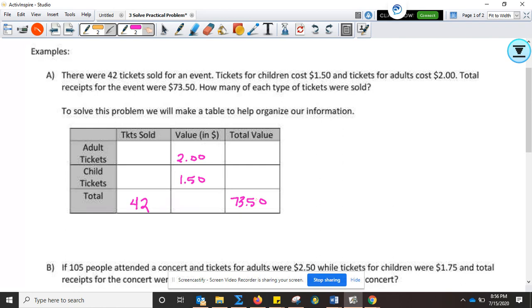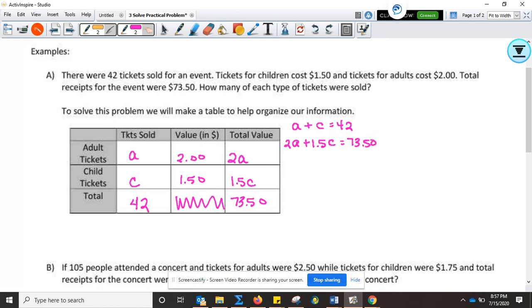So adult tickets, you could call it A for the first go around. For child tickets, you could call it C. So we're going to have 2A and 1.5C. Now let's set up our equations. Here's one equation, and here's the second one. A plus C equals 42. Then we have 2A plus 1.5C equals 73.5.